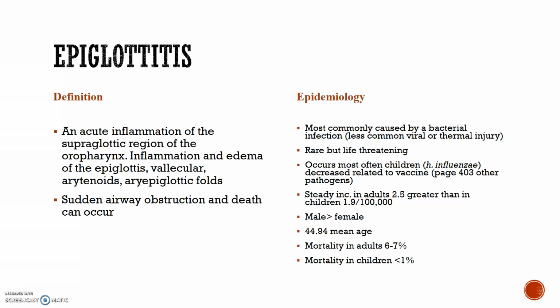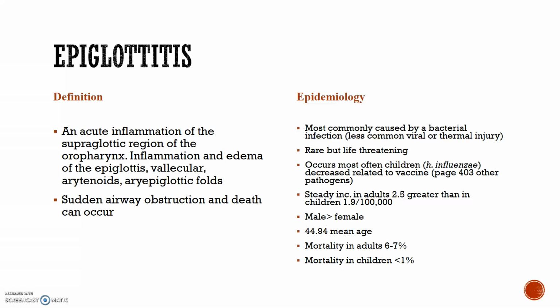The causative agent is Haemophilus influenzae, but that has decreased related to the vaccine. The other causes that we know for epiglottitis involve A, B, and C streptococci, Streptococcus pneumoniae, Klebsiella pneumoniae, Candida albicans, Staphylococcus aureus, and Neisseria meningitidis, also varicella zoster virus and other viral pathogens. So there are many causative agents.